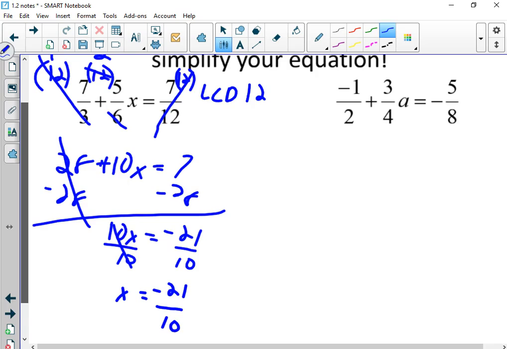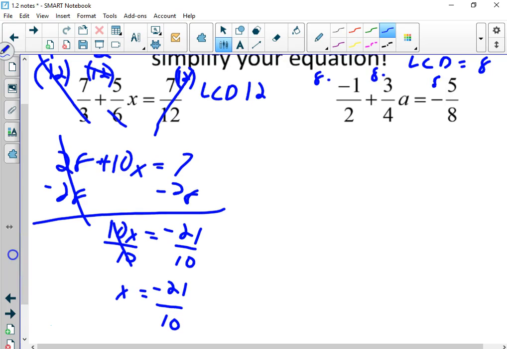Okay, this one. LCD is 8. 2 goes in 8, 4 goes in 8, 8 goes in 8. So I'm going to multiply each number by 8. Or each fraction by 8. Okay? So, 2 goes into 8 4 times. So that's negative 4. 4 goes into 8 2 times. Times 3 is 6. And here the 8's cancel, equals 5.